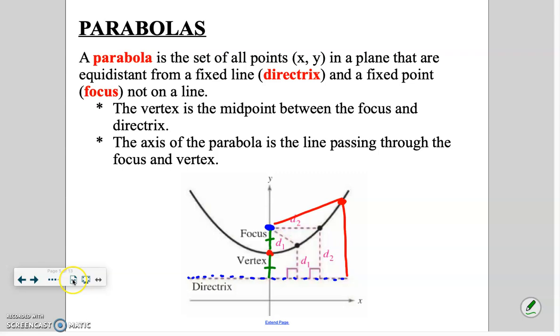We also say that the axis of the parabola is going to be the line that passes through the focus and the directrix. So if we were to draw this line that goes through the focus and through the directrix, that's what we call the axis of the parabola. I'm going to be honest with you, we're not going to refer to that too often. That's one of our low priority items.